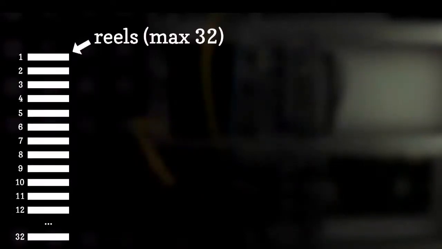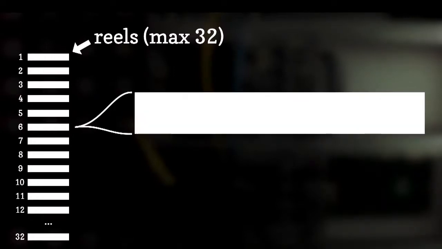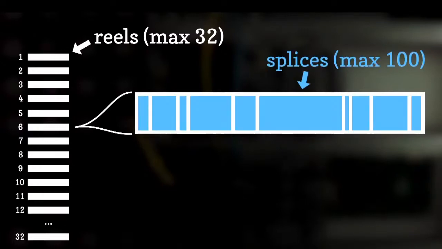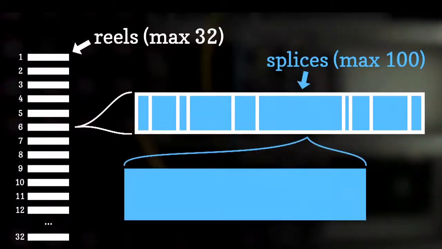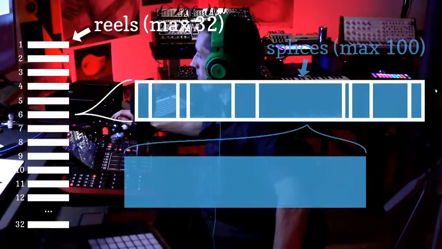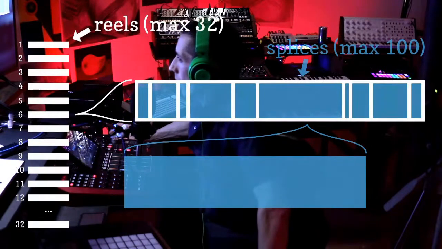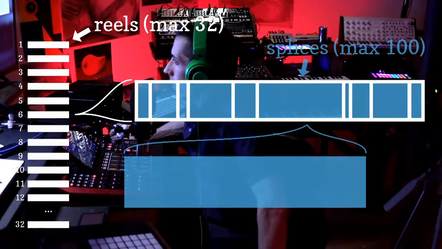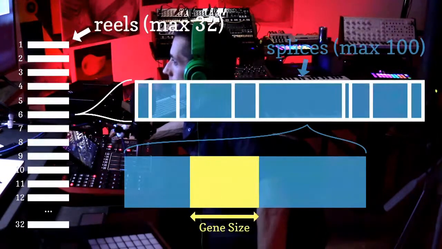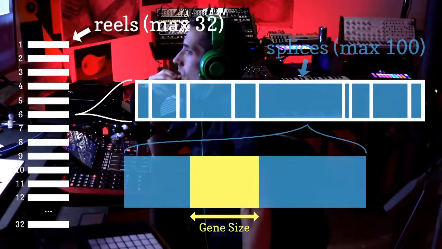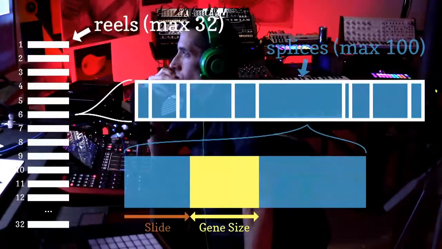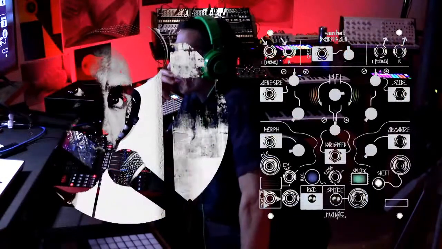So if we go back up, the Morphagene can have up to 32 different reels, and a reel is basically a giant piece of recording. So you can think of it just like an audio file, for example. Each reel can be subdivided into 100 what are called splices. Wow. And a splice is just the subsection of the reel. So it's another piece of audio, smaller than the reel, but contained within the reel. And then below that, each splice, you can actually define what piece of audio loops within the splice. And that's what's determined by what's called a gene. So you have what's called a gene size, which determines the subsection of a splice which gets looped. And then there's another concept called slide, and that is basically the start point of the gene. Finally, there's this concept of morph.